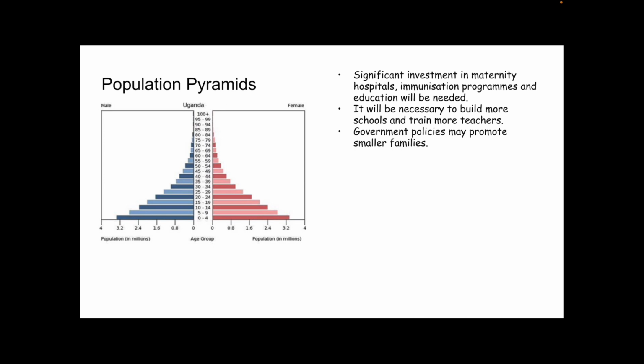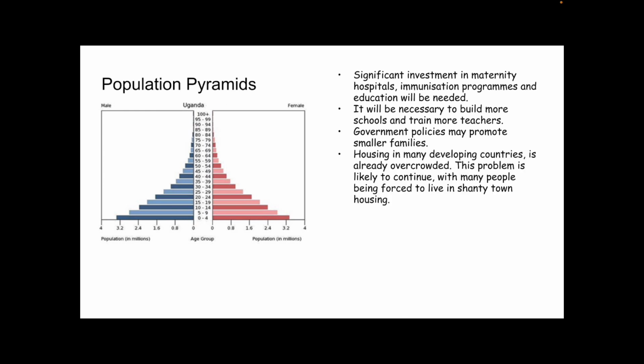The government might put in policies to try and promote smaller families because they realise the struggles that are going to happen. So you might get policies like, for example, China's one-child policy or something similar. Kerala in India has really good examples of how they're trying to control population sizes there. Housing's an issue. In many developing countries, it's already overcrowded, and that's just going to get worse. More people will be forced to live in shanty towns, so obviously there are the challenges that come with living there.